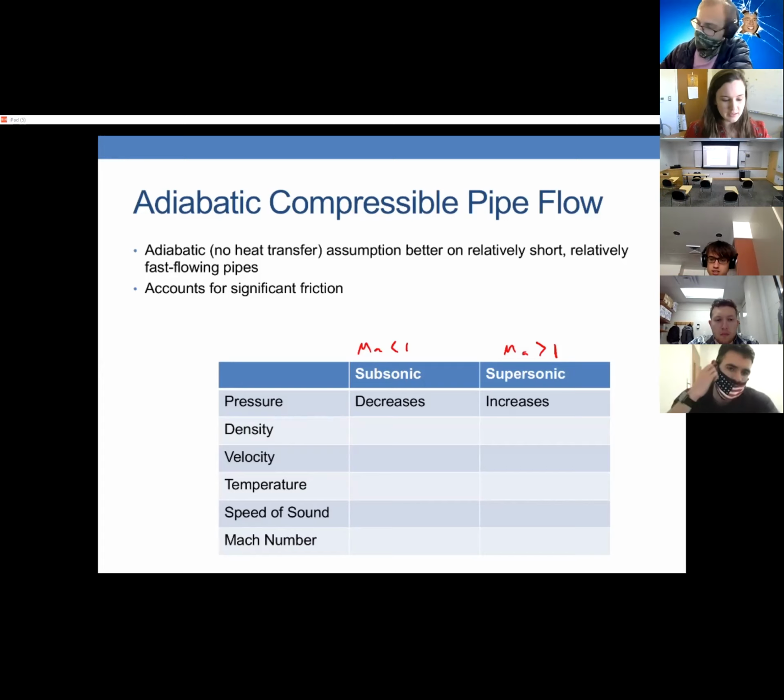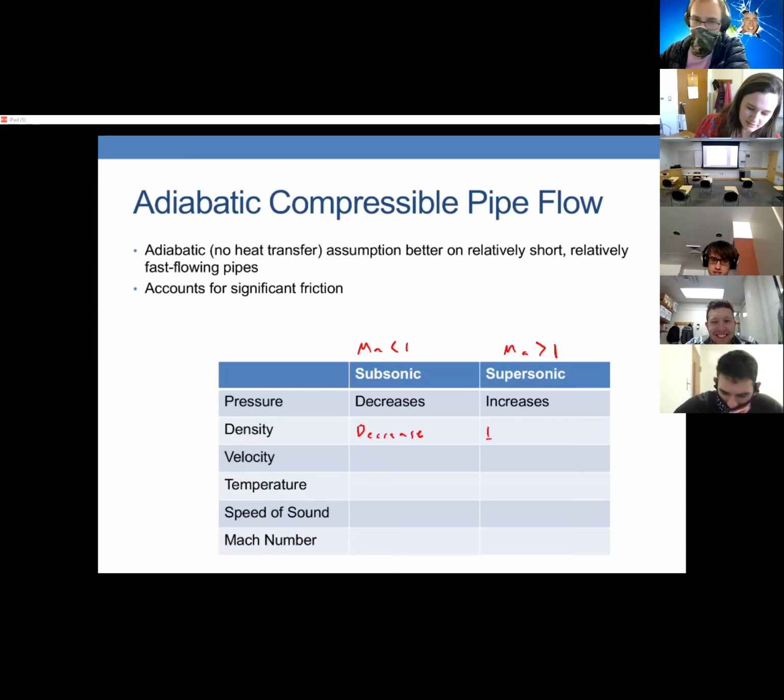Okay. Decrease, said people. Yeah. Less pressure generally means a gas will expand and its density will decrease. Which means then when the pressure is increasing, gas gets squeezed in, density increases.